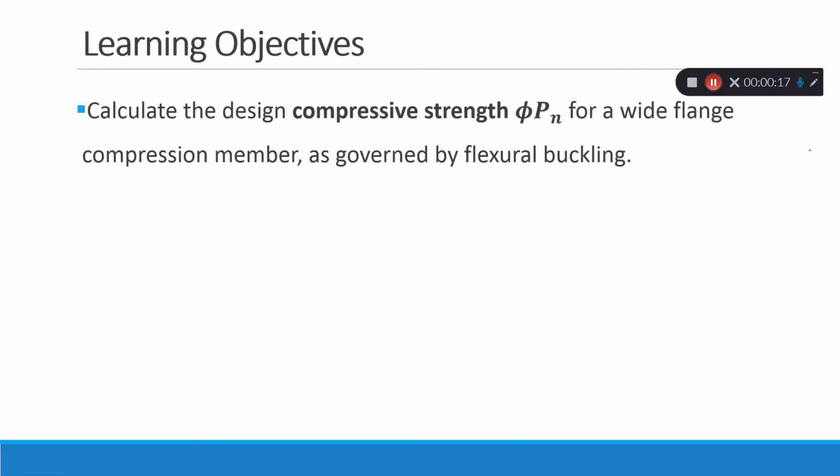Basically, what we're going to do is to find the design compressive strength φPn, and it is governed by flexural buckling or local buckling. Most of the problems we are working on are about the global buckling problem. Usually it's not governed by local buckling, and in design we also want to make sure this column will not be governed by local buckling, because it will not be efficient material-usage wise.